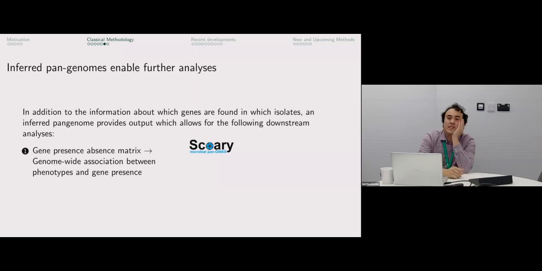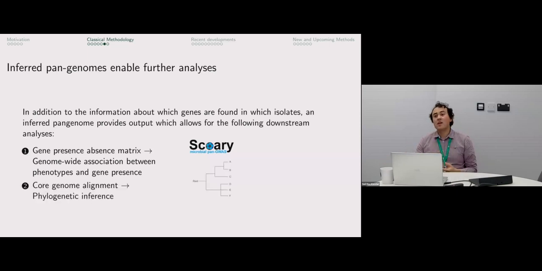And I think it's worth mentioning a lot of the reason that it's used is because it's very fast to run. And it outputs all this really useful stuff that enables these downstream analyses like gene-wide association studies at the genic level, where you can say, is the presence or absence of certain genes associated with my phenotype of interest? And also this alignment of core genes, which lets you do more accurate phylogenetic inference of things that are maybe not as related.